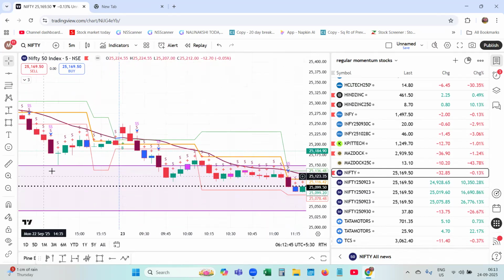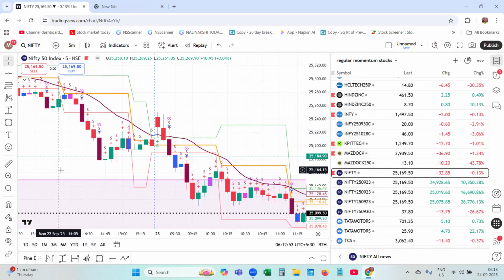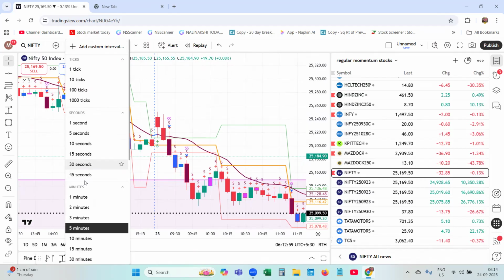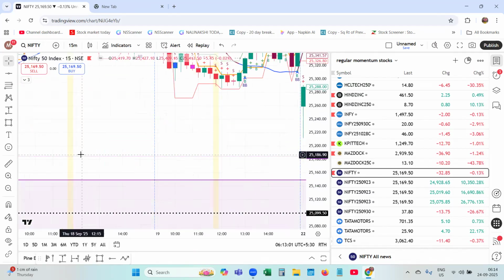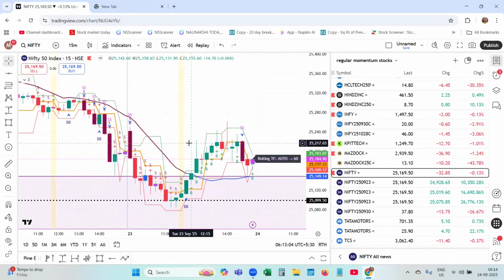Morning, it was on the previous day, it had closed here. Where did it pop up? That is most important. For that, you need not be on the 5 minutes. You need to be on the higher time frame to see what the indicator is telling, whether it is telling sell or buy.